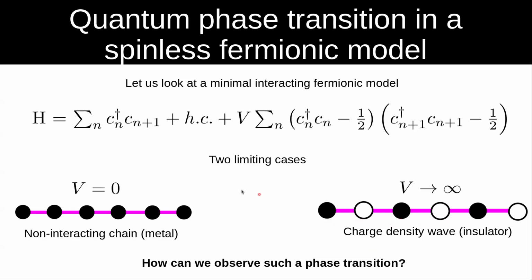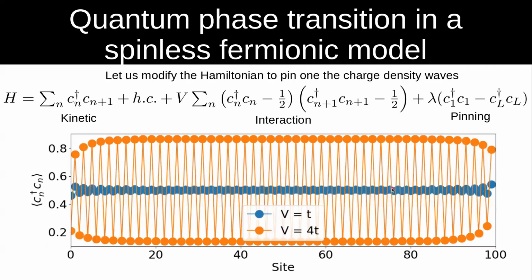And at some point between V equal to 0 and V equal to infinity, there's a quantum phase transition where you go from a state that does not break translational symmetry to a state that breaks translational symmetry. And the question that we want to answer is how can we see such a phase transition by computing very, very large systems? And so the way we can do this is actually relatively simple.